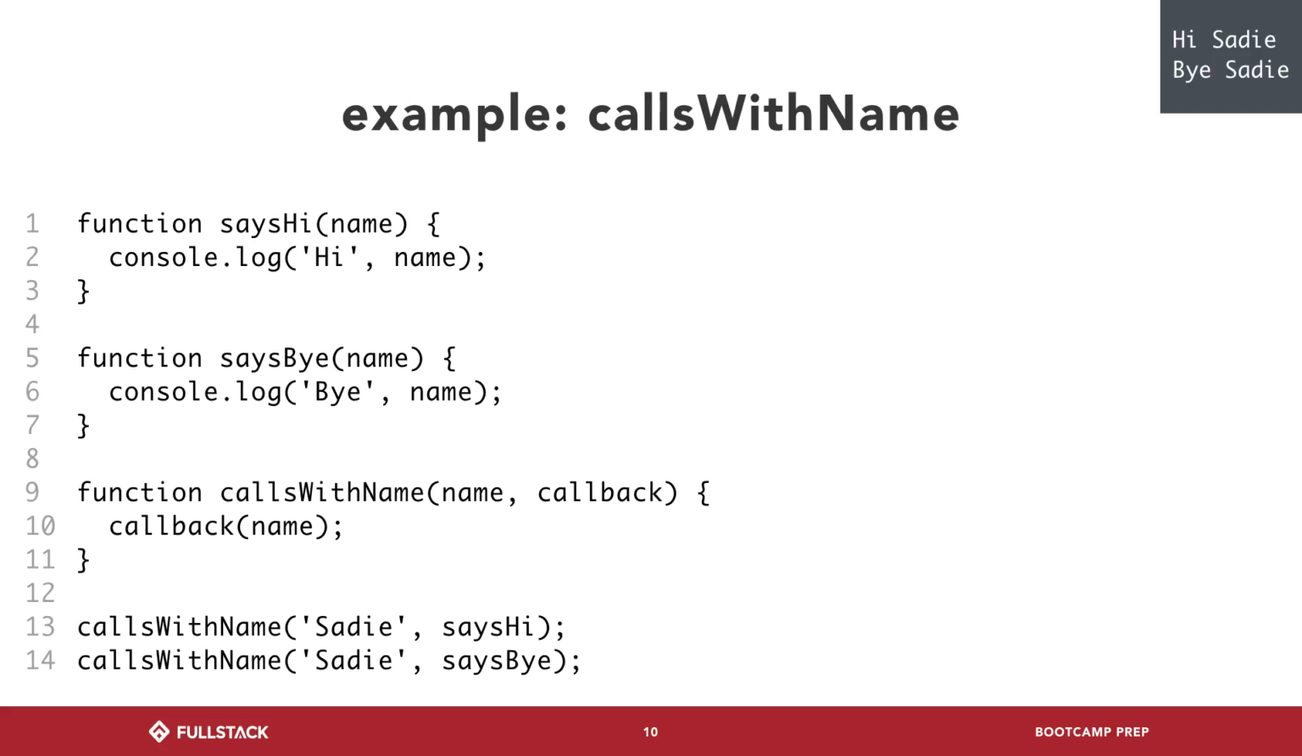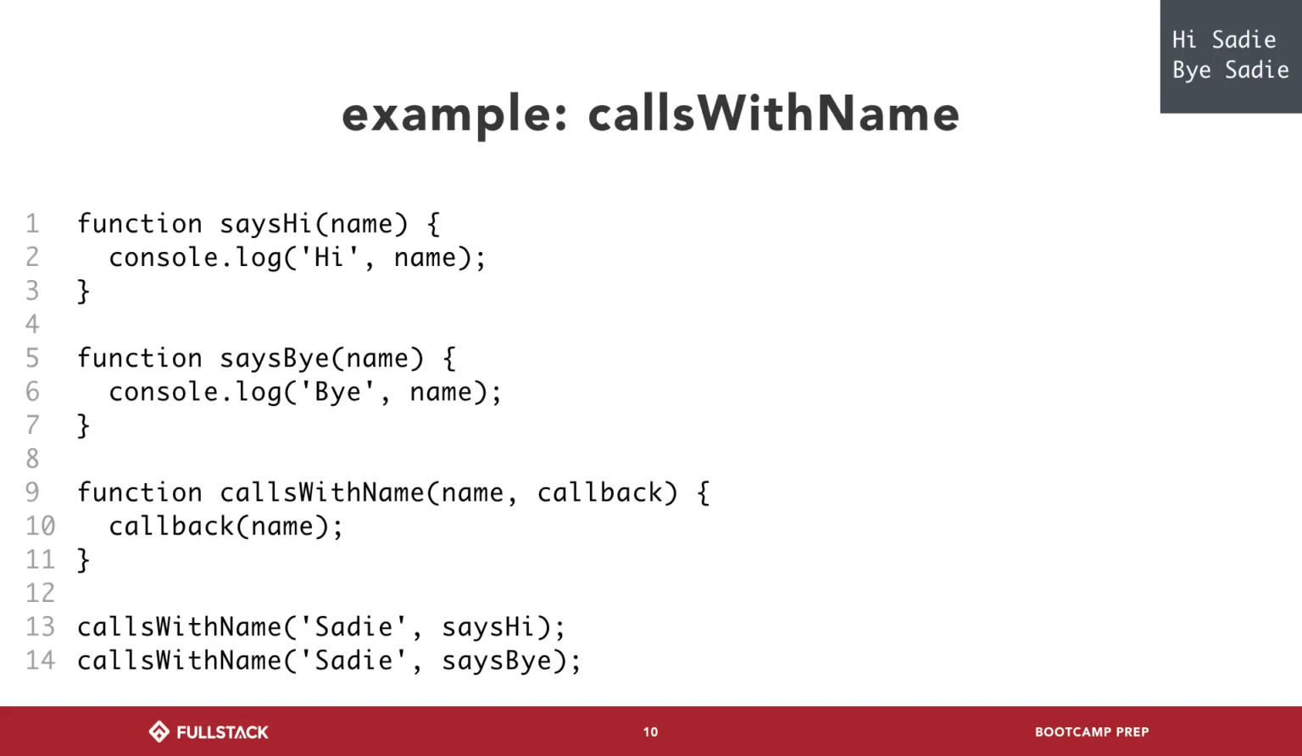This is coming from line 13, right? We invoke calls with name. We pass in two things, one of which is a function. And on line 10, we're actually invoking that function. Okay? Passing in that function does not mean that we run that function. This callback followed by open and close parentheses, that means we're actually running that function. And if that function is says hi, and we're passing in name into it, this expects something. We also have to pass the name, and we're constantly logging out hi, comma, name.